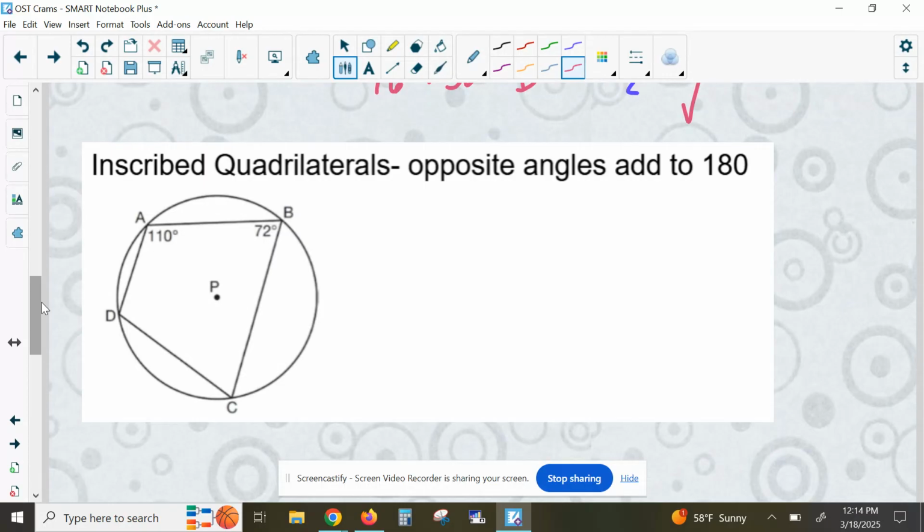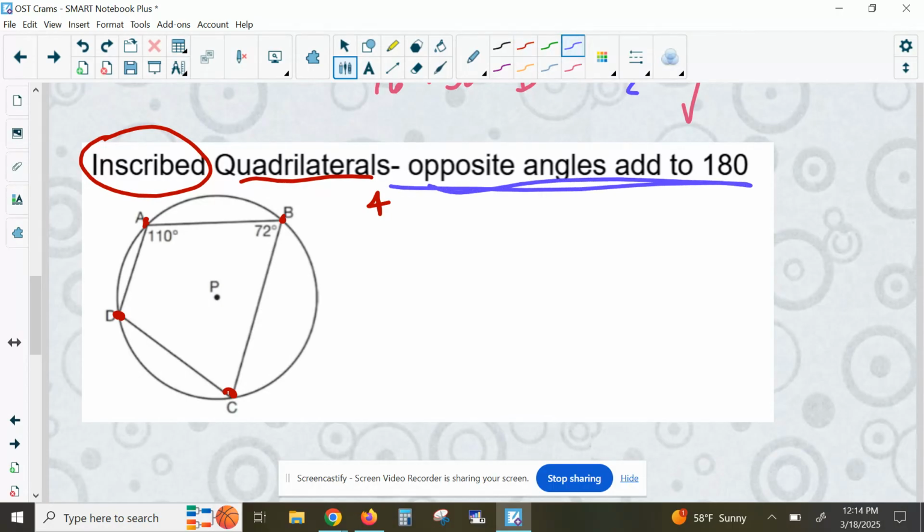Okay, check out the inscribed quadrilaterals. So inscribed, obviously, we know each vertex has to be on the circle, and quadrilateral is four-sided. So look, 1, 2, 3, 4. Now this was a super easy one to get right on the OST. So all 4 of the vertices are on the circle. Now there's something that's true about this. The opposite angles are supplementary, which means they add to 180 degrees.